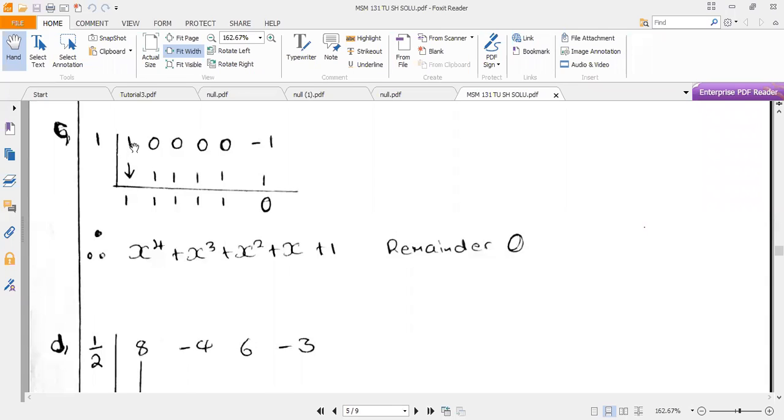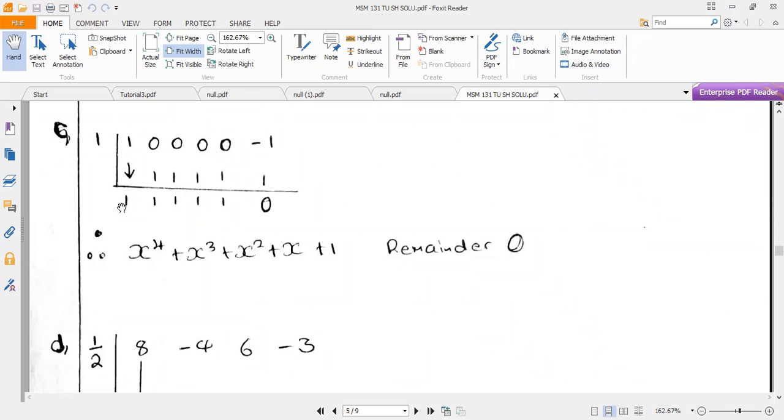And then we had x to the power 5. The x to the power 4 was not there, so it's a 0. x to the power 3 is a 0. x to the power 2 is a 0. x to the power 1 is a 0. And then the last number was negative 1. I hope we are able to see that.